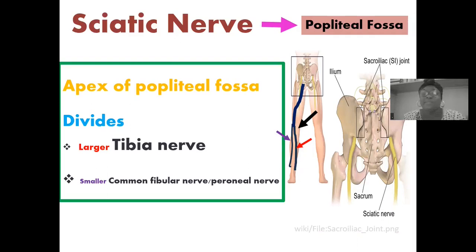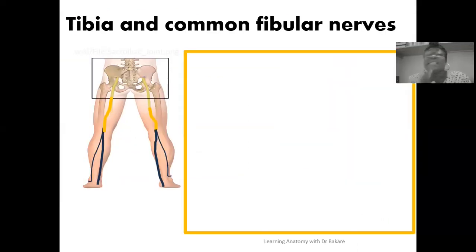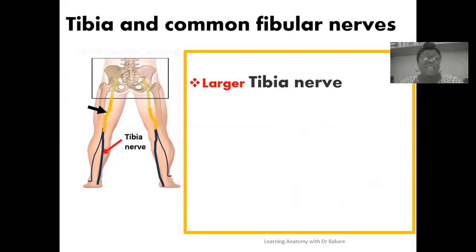Going to the different divisions that the tibial and the common fibular nerves will give around the leg region, we have tried to establish the different branches of the tibial and the common fibular components of the sciatic nerve within the posterior thigh region. But for this slide, we would be establishing the different branches that the divisions of the sciatic nerve, which include the tibial and also the common fibular nerve, would give around the leg region. For the two branches that emerge from the sciatic nerve, we have the sciatic nerve here arrowed in black, dividing into a larger tibial nerve, which of course is arrowed here in red.